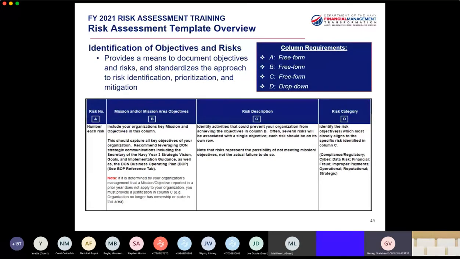Okay, so the first couple columns of the slide, you've got your risk number, you're identifying your mission objectives, you've got your risk description, and then that risk category that we talked about, whether it's cyber, data, improper pay, operational, reputational, strategic, all that. So moving on to the next slide.